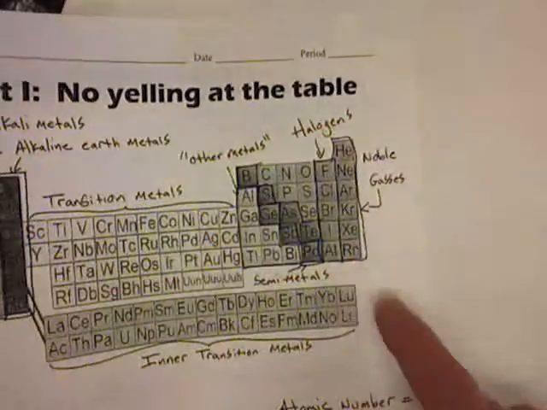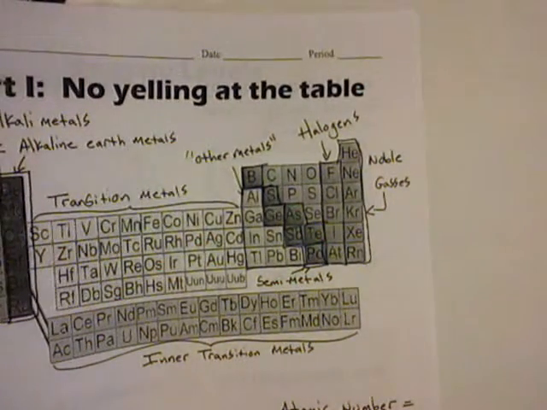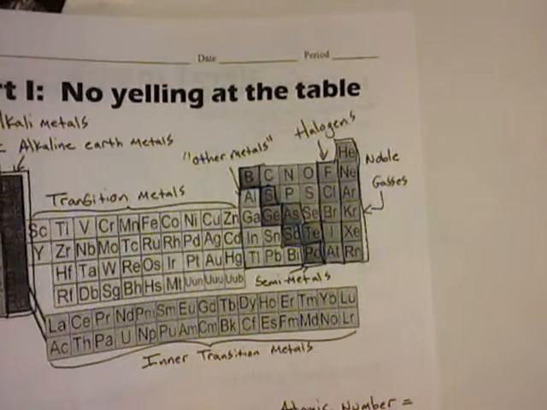Lastly are the noble gases right over here. They're snooty. They don't combine with anything. They've got all the electrons in their outer ring that they want.